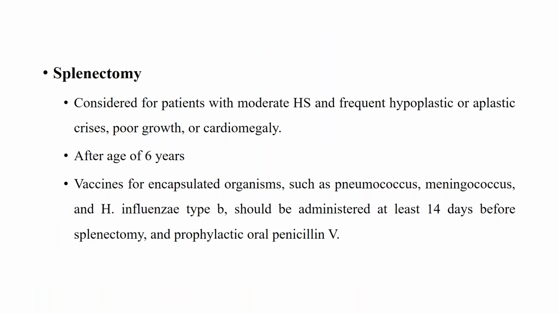Then splenectomy is done in cases with moderate hereditary spherocytosis, which might have an aplastic crisis, poor growth, but it is usually done after the age of 6 years only. Before doing a splenectomy, we need proper vaccination against pneumococcus, meningococcus, and H influenzae B at least 2 weeks before. And after the splenectomy, we have to put them on prophylaxis with penicillin. Okay, so this is very important and it's true for everyone.